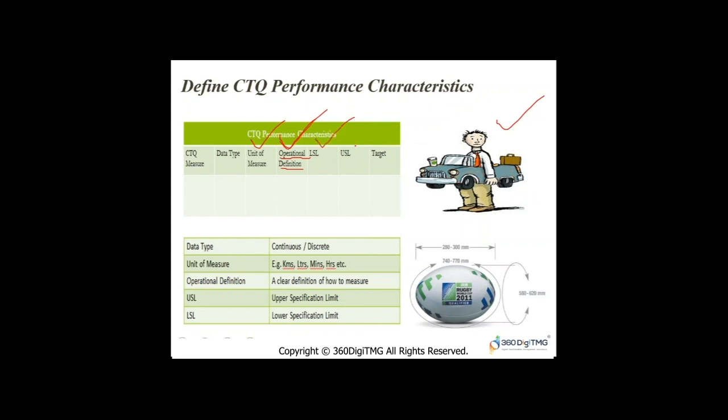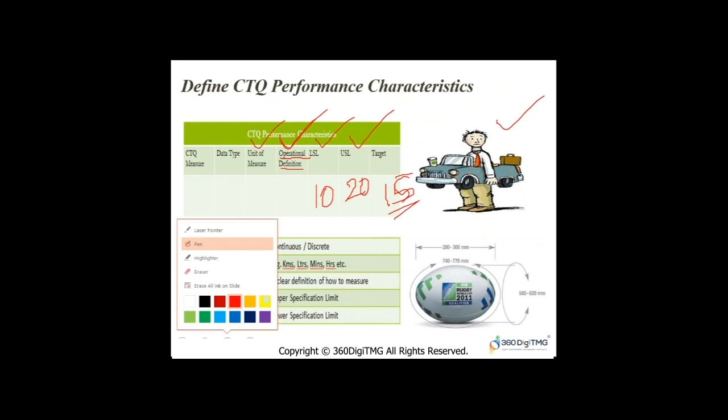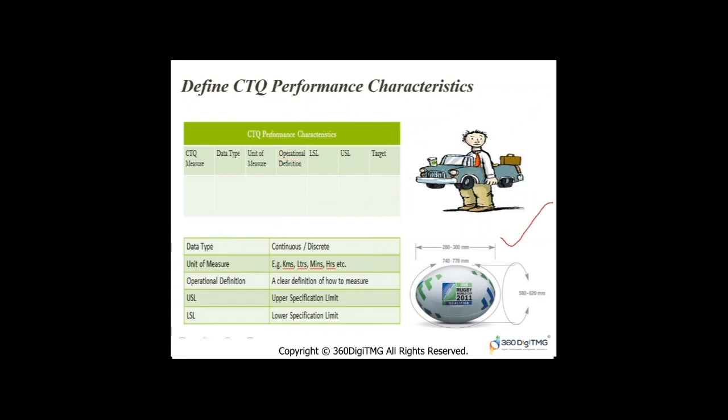You also put your specification limits. You might say that I want to be in office not before 10 minutes and not greater than 20 minutes. So it should be anywhere between 10 to 20 minutes. But I also target always to reach by 15 minutes. That's my target which I want to achieve. Fine. Yep. Look at this rugby ball.